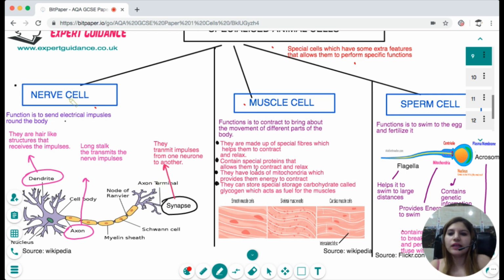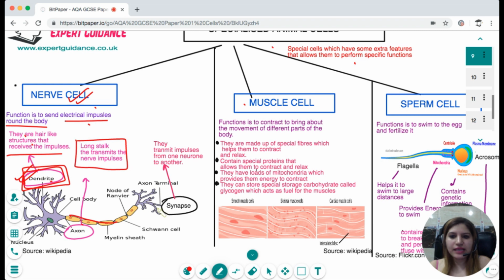So for example, a nerve cell. What is the function of the nerve cell? To send electrical impulses around the body. Now this is the structure of the nerve cell. And in this nerve cell, what we have is that the nerve cells have dendrites. Now, what are these dendrites? These dendrites are the hair-like structures that receive the impulses. Then it has a long stalk called the axon. This axon transmits the nerve impulses, and at the end you have the synapse. Now, what is a synapse? They transmit the nerve impulses from one neuron to another. So the structure goes like this. It has a nucleus, hair-like structures, a long stalk, and at the end it has the synapse.